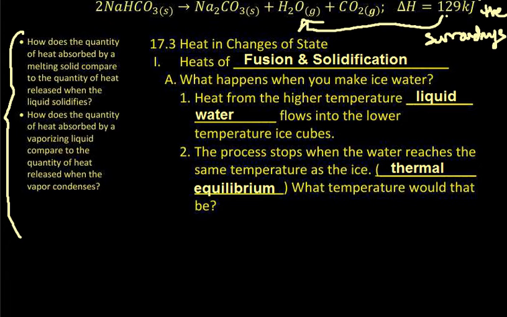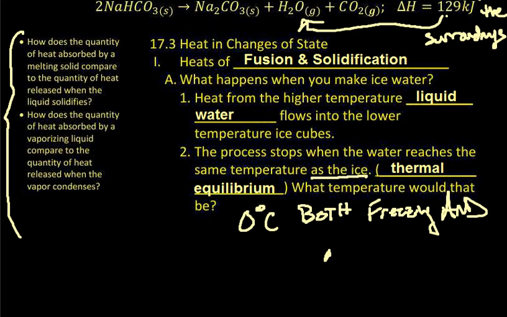What temperature do you think that would be? Well, when the water reaches the same temperature as the ice, that means they're both at the same temperature, and you actually have some of the water turning into ice and some of the ice turning into water. And so this is going to be at 0 degrees Celsius, which is both the freezing and the melting point of water. It's for both of them, because you can go in both directions.